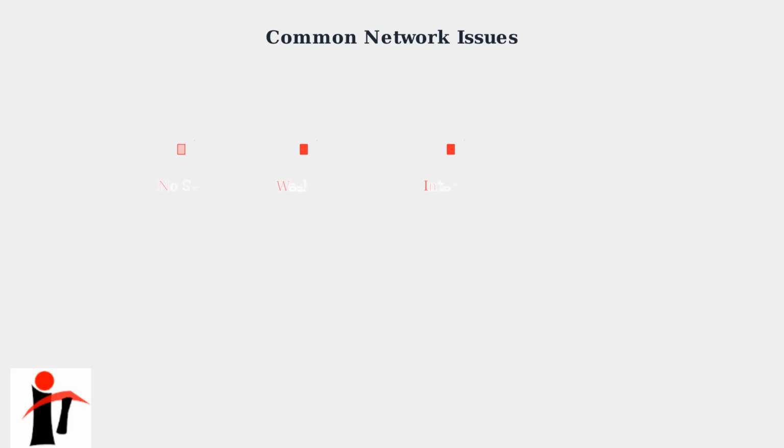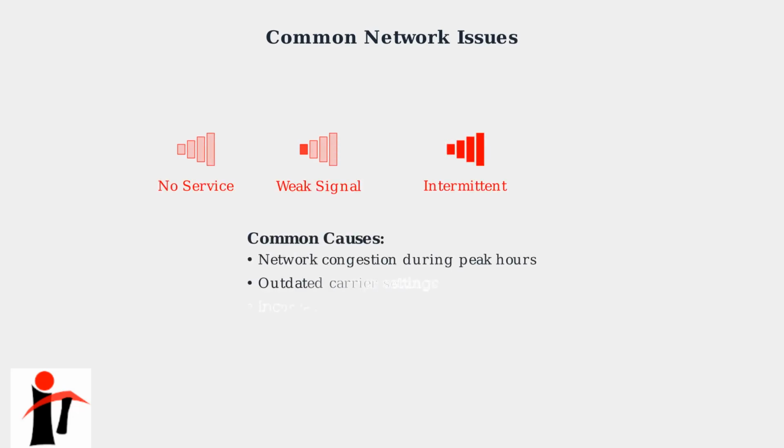Network issues can manifest as no service, weak signal, or intermittent connectivity. These problems often occur during peak hours due to network congestion or can be caused by outdated carrier settings, incorrect APN configuration, or SIM card problems.